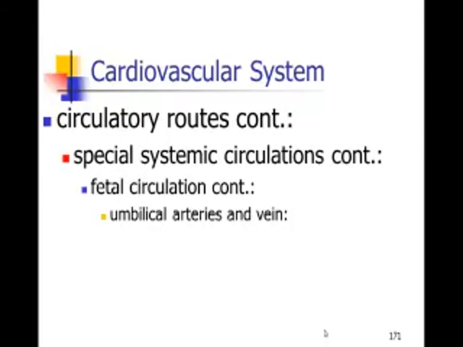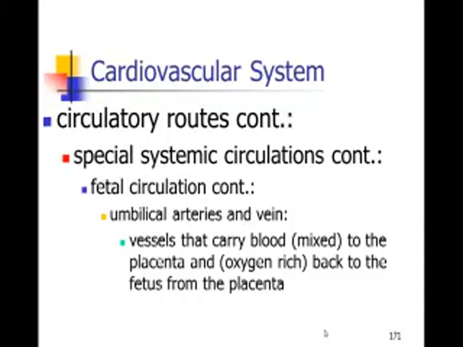So the placenta turns out to be sort of critical here, and the umbilical arteries and the umbilical vein are an important piece of that puzzle. The blood is carried to the placenta. It's mixed blood, and we'll see why in a little bit here. Mixed blood means that it's not oxygen rich and it's not oxygen deficient. It's somewhere in between.